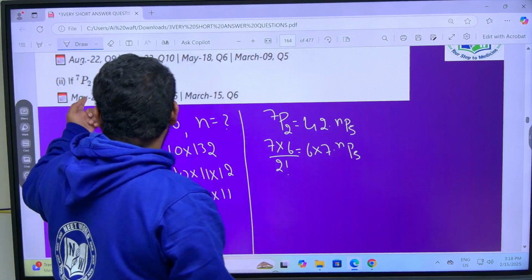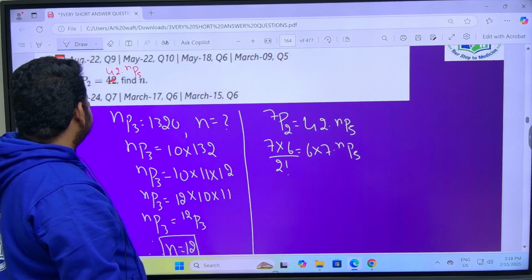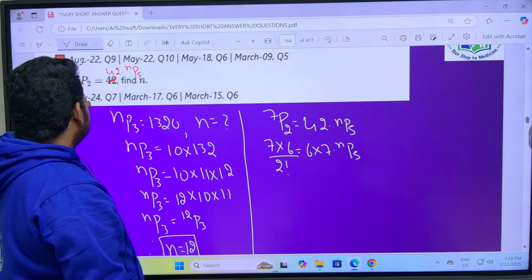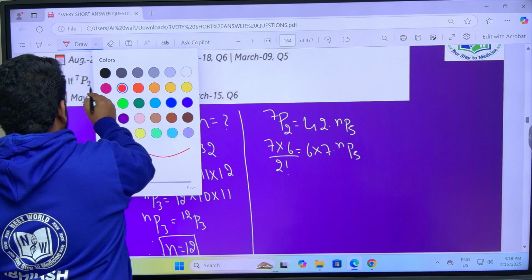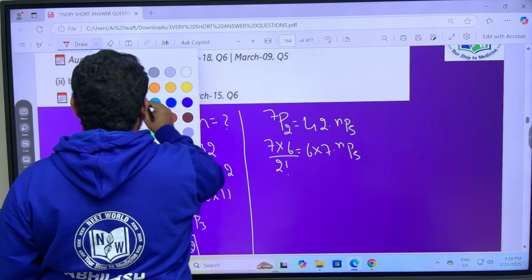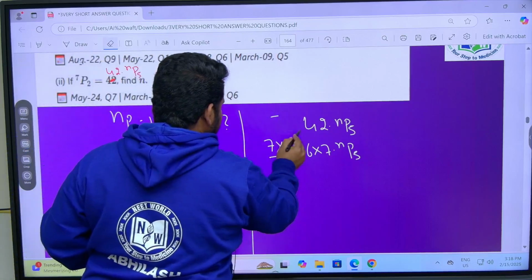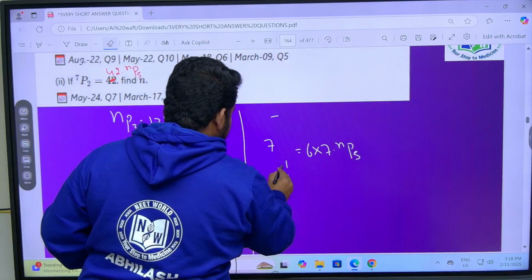Here, this is not nP7P2, this is actually nP7. So there is a complete mistake in the question. Okay, so let us solve this again. There is a printing mistake in the question.